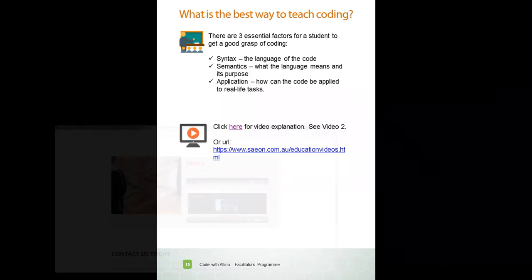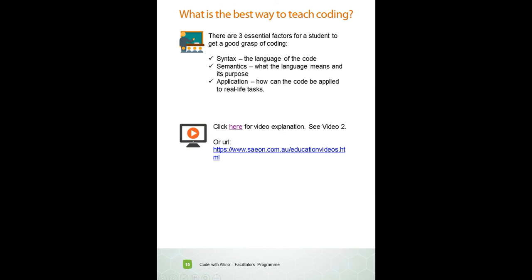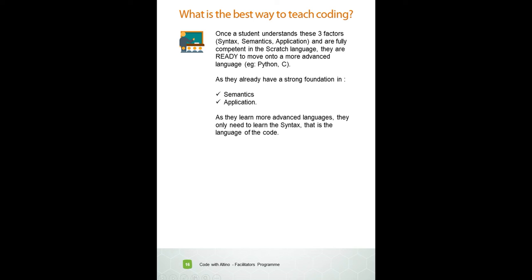So again, I press the minimisation on the internet and that takes me straight back to the presentation. So what that video showed is once a student understands the three factors, syntax, semantics, application, and are fully competent in the Scratch language, they are ready to move on to a more advanced language, and that could be, for example, Python or C, as they already have a strong foundation in the semantics and the application. As they learn more advanced languages, they only need to learn the syntax, that is the language of the code.